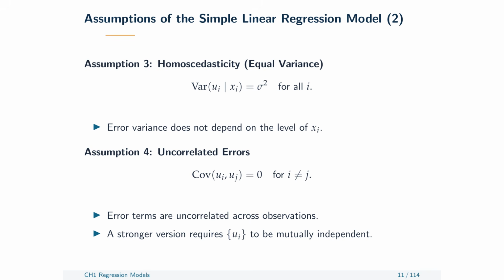Another classical condition says that errors from different observations are uncorrelated. One observation's unexplained component should have no linear association with another's. This may be reasonable for a carefully sampled cross-section, but it is often implausible for time series, spatial data, or observations within the same firm, country, school, or household.